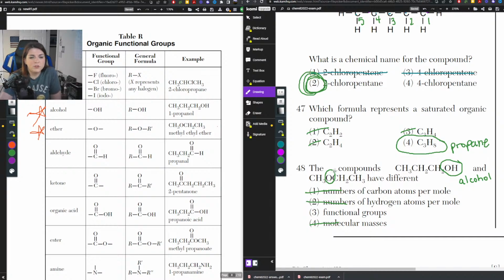So they have different functional groups. When it comes down to it, the alcohol is going to have a better dipole moment because the oxygen is on the end, pulling a lot of electron density over there, where in the ether it's kind of in the middle. So they'll also have different chemical properties, and that's because they have a different structure.